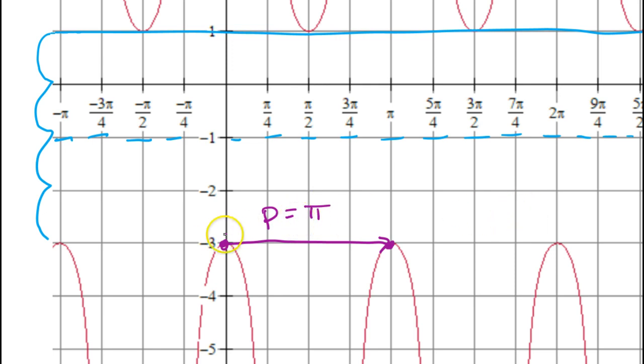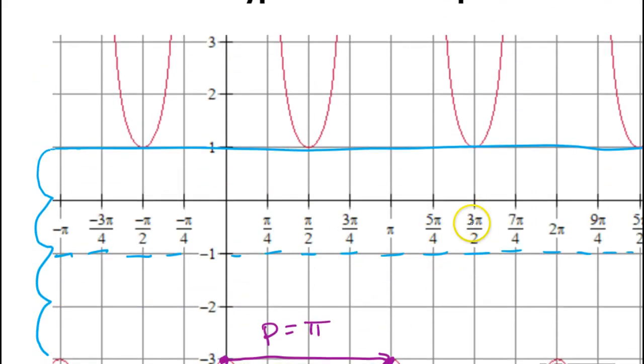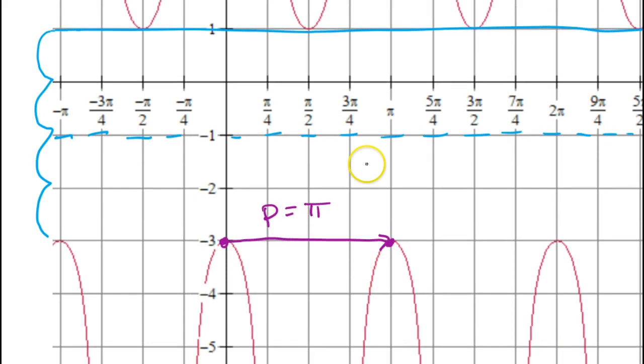When it's not even like that, then I have to subtract the bigger one minus the smaller one. Like if I did one of these valleys, I might do 3 pi over 2 minus 1 pi over 2. That would be 2 pi over 2, which would also be pi. So anyway, the period is pi.